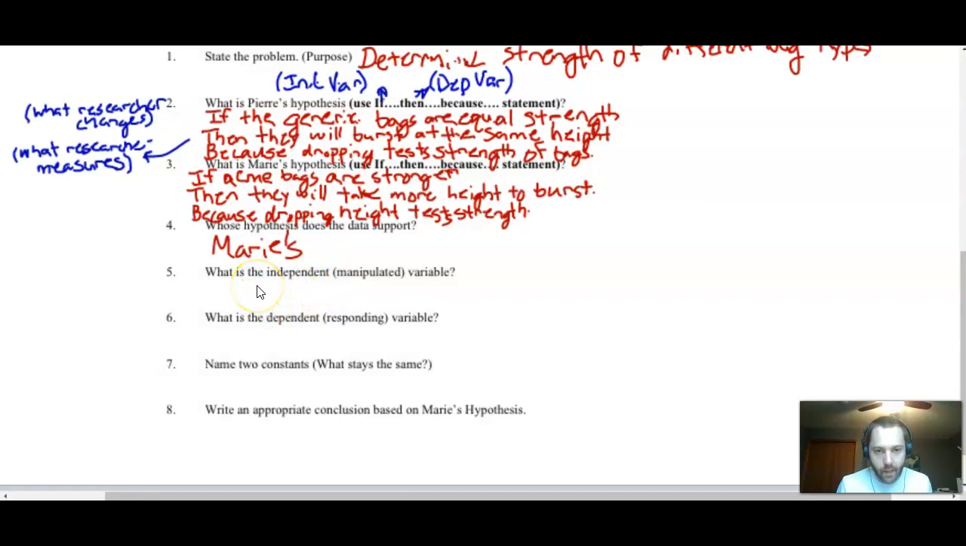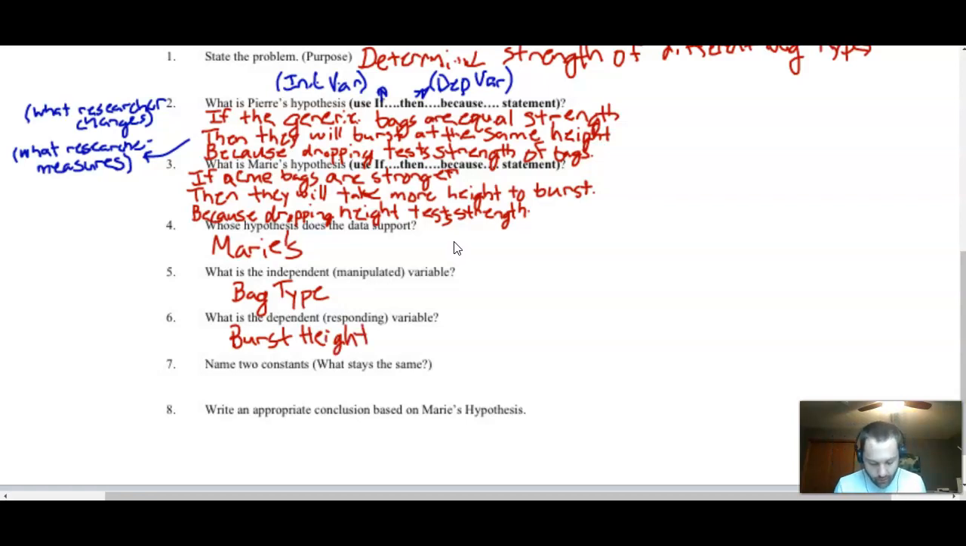So what is the independent or manipulated variable? Well, since we said if Acme bags are stronger, so again, just going back to this, it would be the bag type. Dependent or responding variable is burst height. So how high did the bags drop from before they burst?